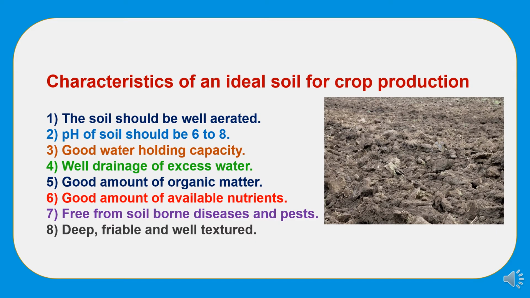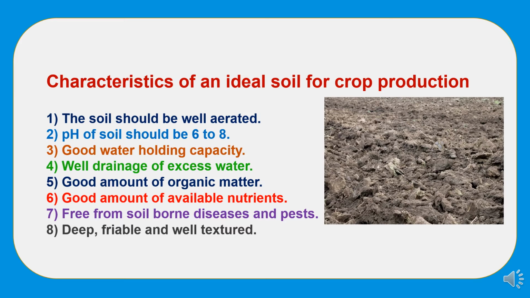Here we study the characteristics of an ideal soil for crop production. First, the soil should be well aerated. If the soil is well pulverized and aerated, it will provide better root development and establishment, and additionally there will be good water movement in the soil and nutrient availability to the crop plants. Second, the pH of soil should be between 6 to 8, because this is the most preferable soil condition which is suitable for all crops, and the crop growth and development will be very good.